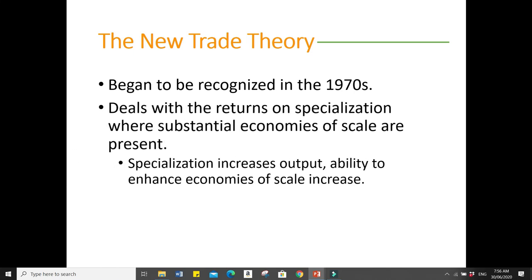Okay, so basically the new trade theory began to emerge in the 1970s when a number of economists pointed out that the ability of a firm to attain economies of scale might have important implications for international trade. Okay. So it says here that the new trade theory deals with the returns on specialization where substantial economies of scale are present. And specialization increases output. Okay, that is the ability to enhance economies of scale to increase.